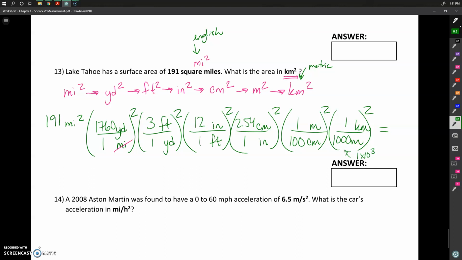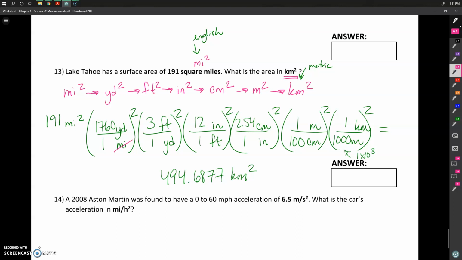So if you do 191 times 1,760 squared times 3 squared times 12 squared times 2.54 squared divided by 100 squared and then divided by 1,000 squared, right? And if you type it in that way, all of those squares will take place before any of the multiplication and division steps, and you will get the right answer. So if you type that all in, you get a final value of 494.6877 kilometers squared.